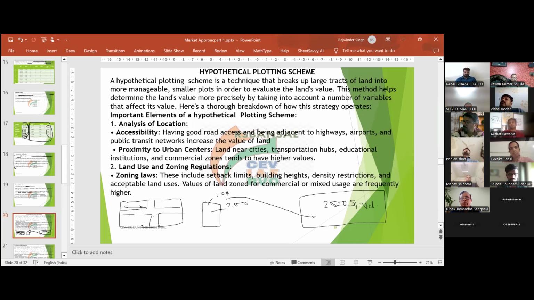Now for hypothetical plotting, you can do plotting only if you know bylaws of that area, that so much percent of roads should be there, number of parks should be so much, other amenities should be available, that you have to take care of. So that thing has to be taken care of, means you should know.